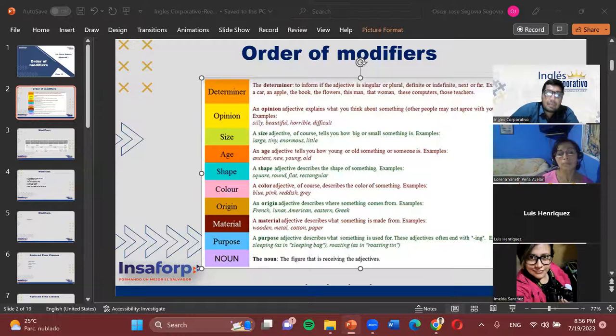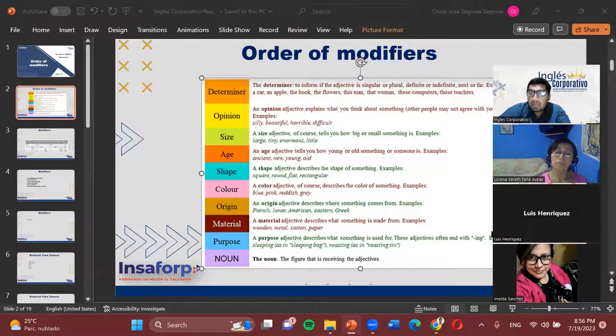American jacket. All right. So I have a horrible gray American jacket. Nice. That sounds nice. Because yeah, we have first the opinion, then the color, and then the origin. So nice. Very nice. All right.